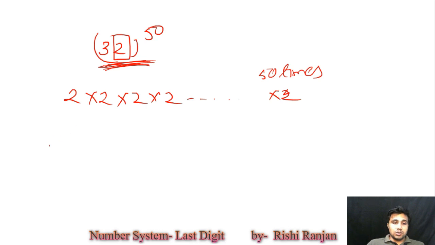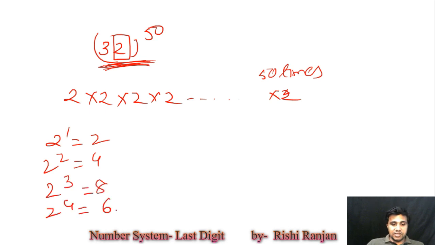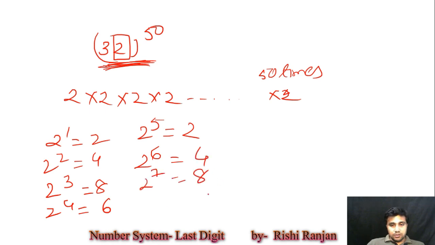For example, 2 power 1 is 2, 2 power 2 is 4, 2 power 3 is 8, and 2 power 4 is 16, which is last digit 6. 2 power 5 is 32, last digit 2. 2 power 6, 64, and 2 power 7 will be 128, which is 8, and 2 power 8 will be 256, which is 6. So you can see the same 4 digits are repeating: 2486, 2486, 2486. Doesn't matter what the power is, these 4 digits are only getting repeated.